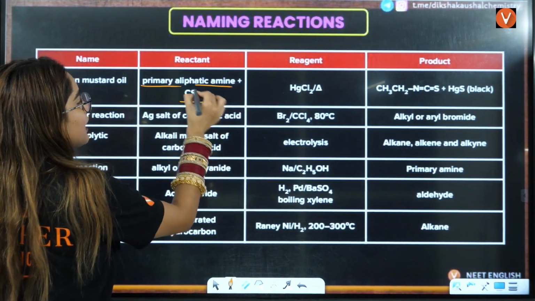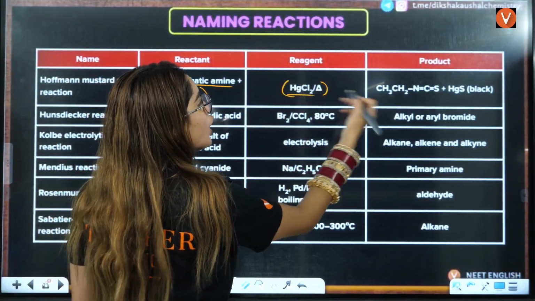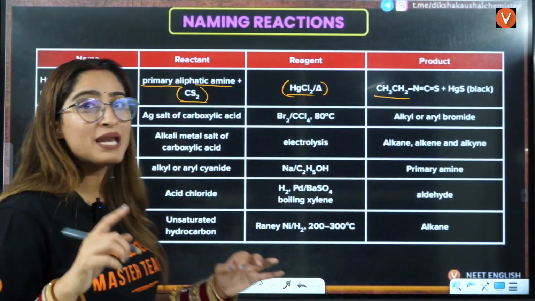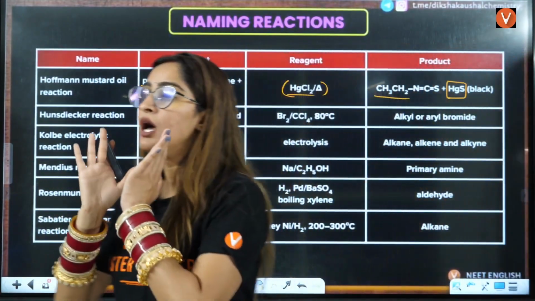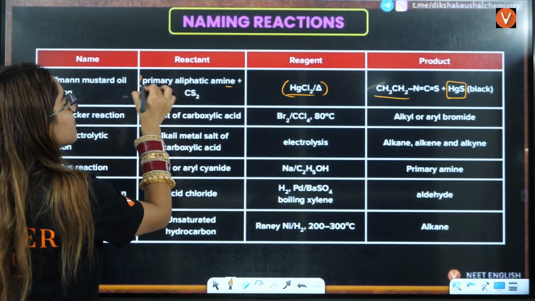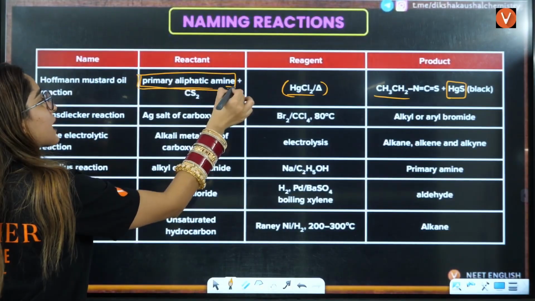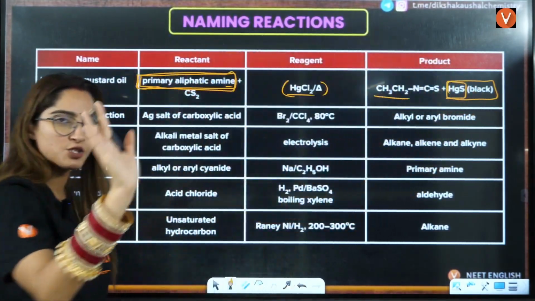Primary aliphatic amine, you add CS2, then you add HgCl2, you will have the formation of black color precipitate, that is HgS. So this is a distinguishing test where you distinguish primary aliphatic amine, okay, primary aliphatic amine, which will give you black precipitate. Just remember this much, okay.